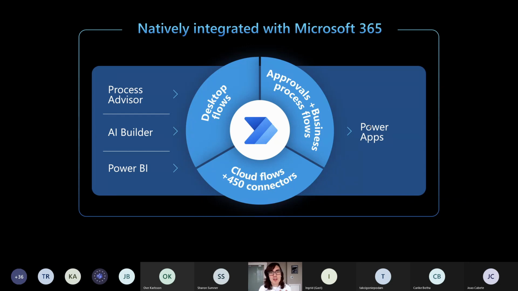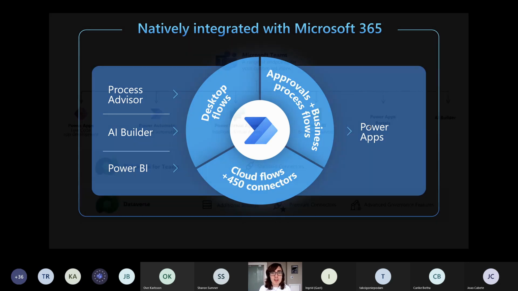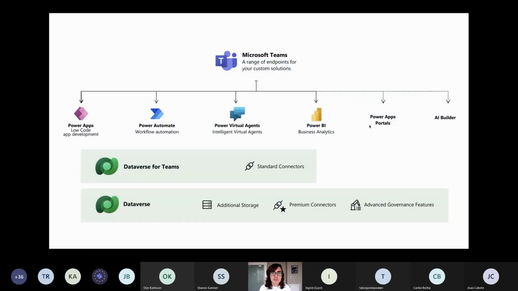At the core, again, we have a few different types of flows. We have our desktop flows, which run and connect to those legacy systems. We have cloud flows, which, if you've heard of Microsoft Flow before, is probably the technology you have in mind when you think about Power Automate. And then we have our approvals and business processes as well. So all of these technologies work together to create a holistic automation ecosystem. And in the context of Microsoft Teams, all of these different technologies are, of course, very useful.